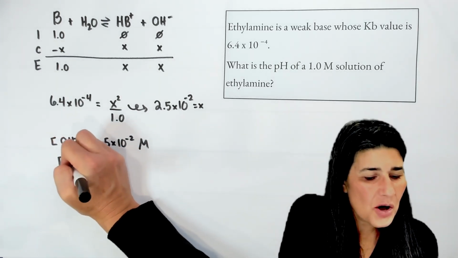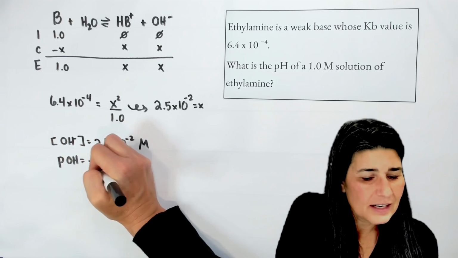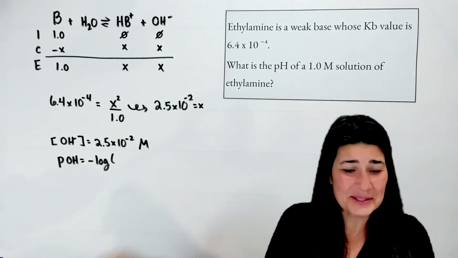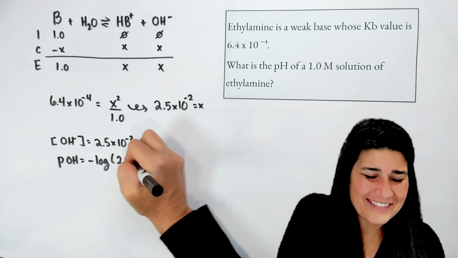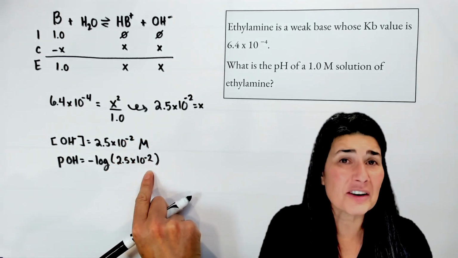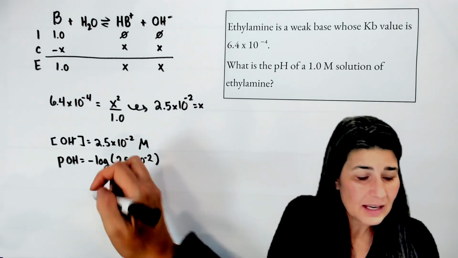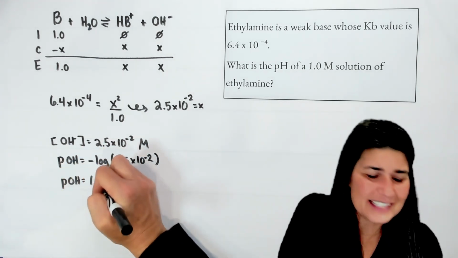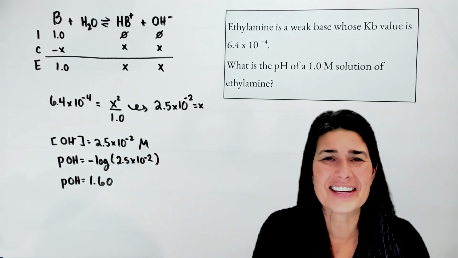If I have OH, let's go for pOH. The pOH is negative log of 2.5 times 10 to the minus 2. It's going to be very, very close to 2. In fact, it's going to be 1.60 if you put that on your calculator.